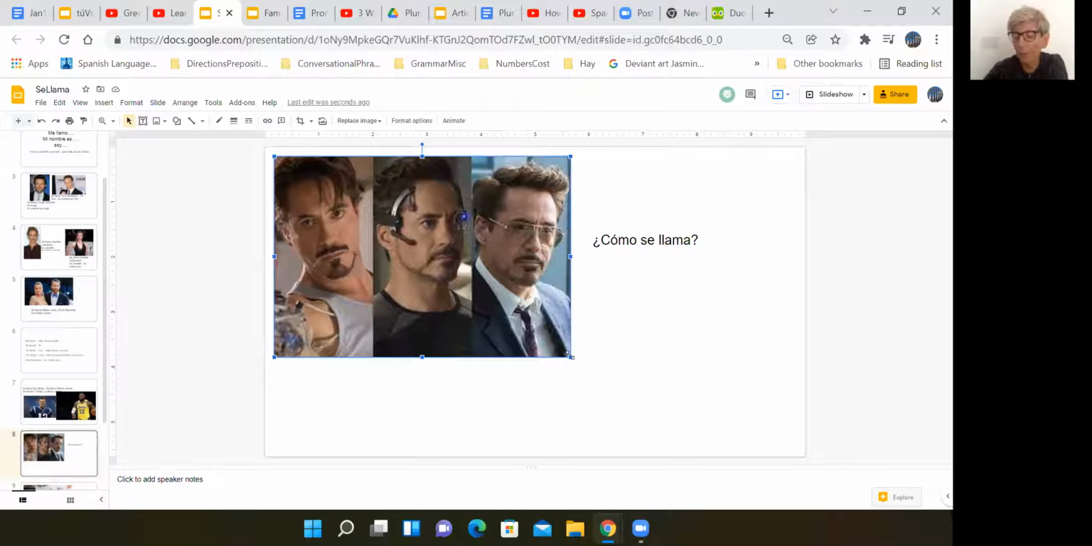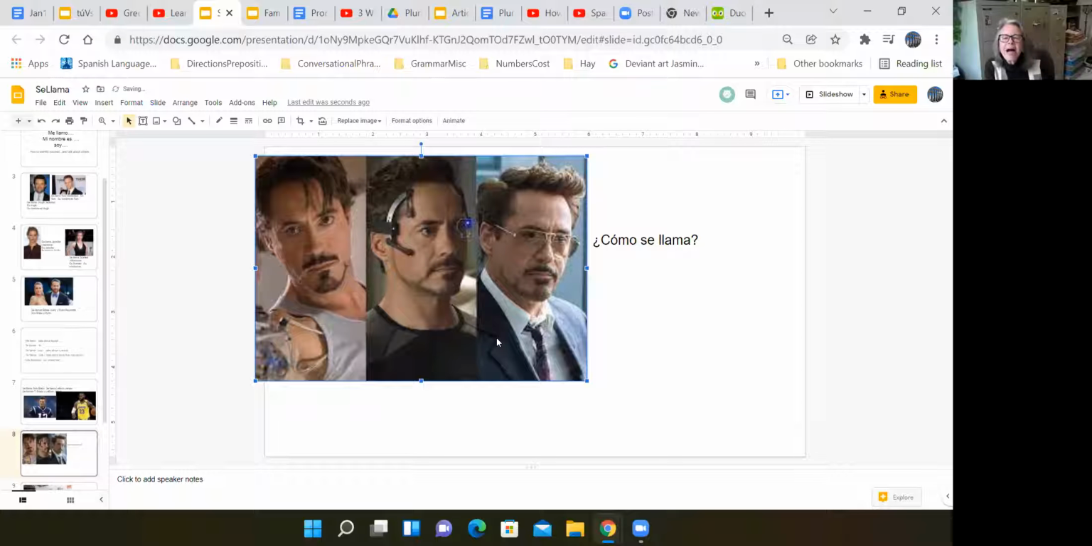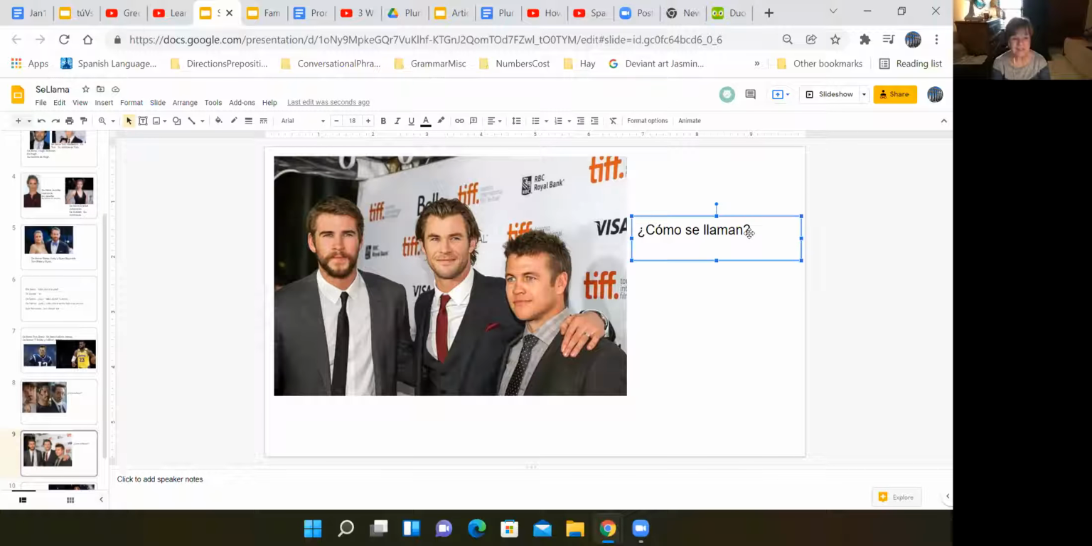Avengers. I don't know. Iron Man. Se llama Iron Man. Se llama Robert Downey. Oh, sí, Robert Downey, pero me gusta, sí. Se llama Iron Man. Bien. ¿Cómo se llama?